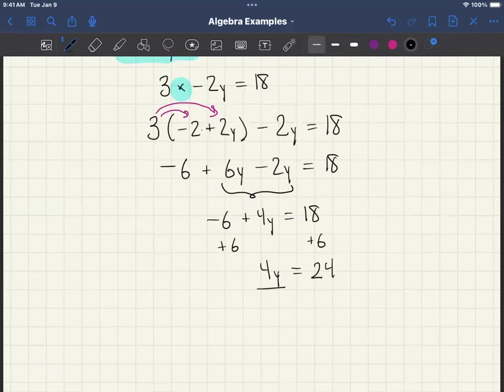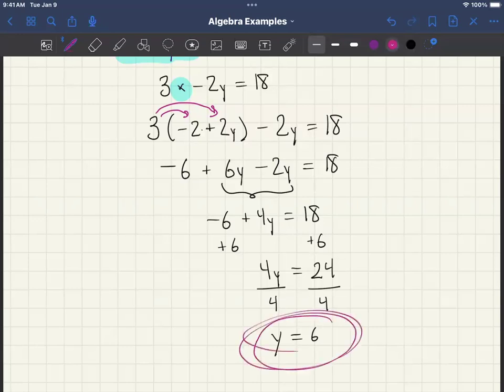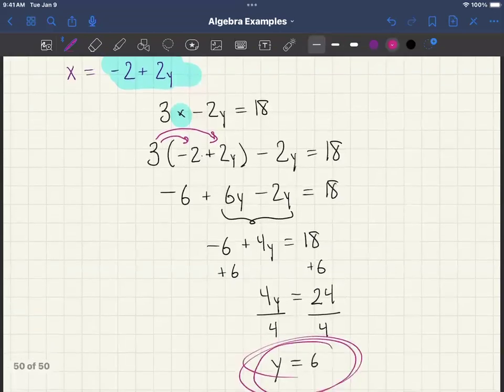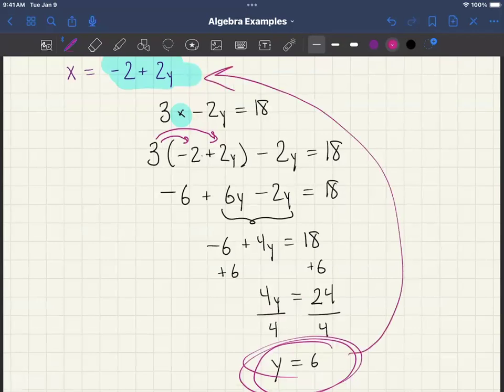And let's get y by itself. We'll divide both sides by 4. This gives us y is equal to 6. We are halfway to our solution now. We know that y is equal to 6. Once we have this information, we can take this and plug it into our equation. Let's plug it back into that equation right up there to figure out what x should be.